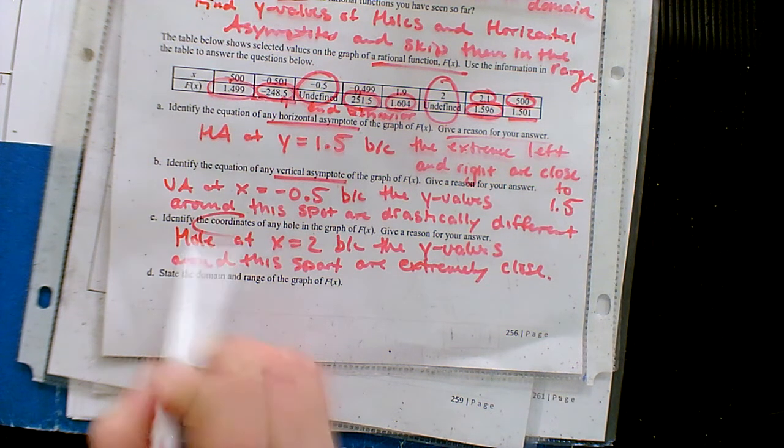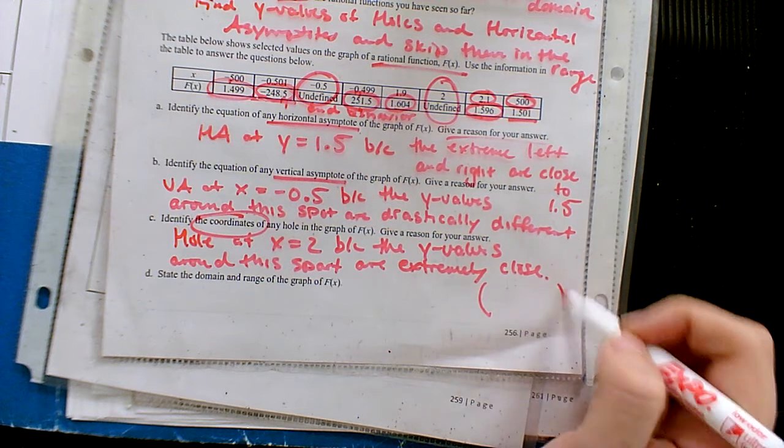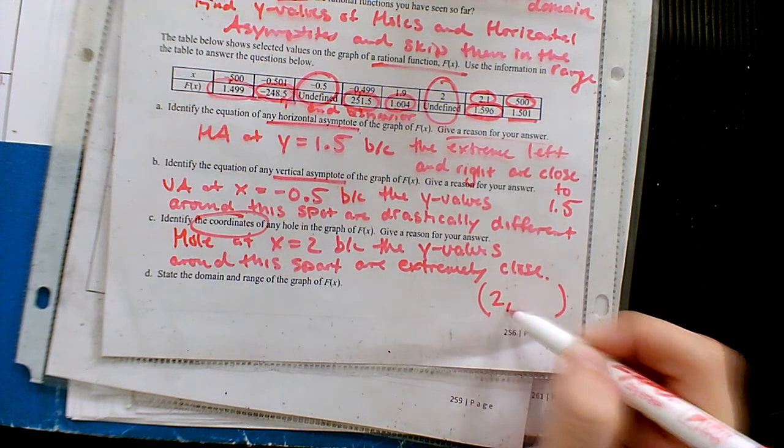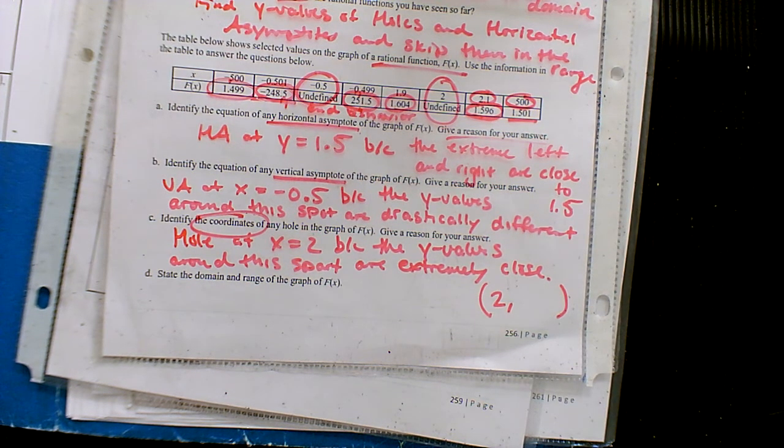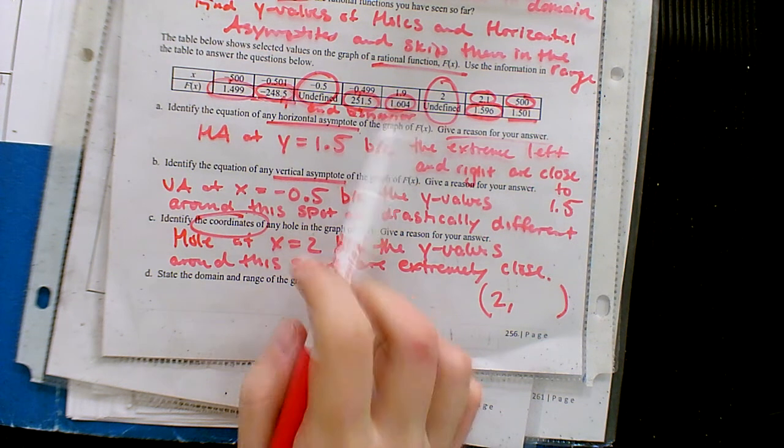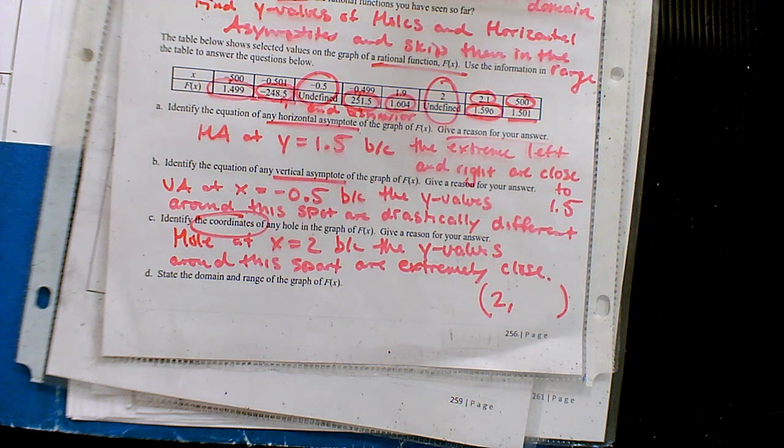Can we think about maybe what the coordinate of the hole would be? We know the x value is 2 because that's an undefined location, but can we think about what is the height of that open circle if we had a graph? If we're 1.604 on the left and 1.596 on the right, what does it seem like we're really close to? 1.6? I think that'd be a good educated guess. Probably realistically you could pick anything between those values because we don't really know, but I'd say 1.6 is a good guess.